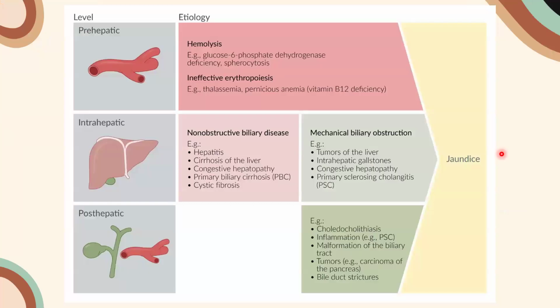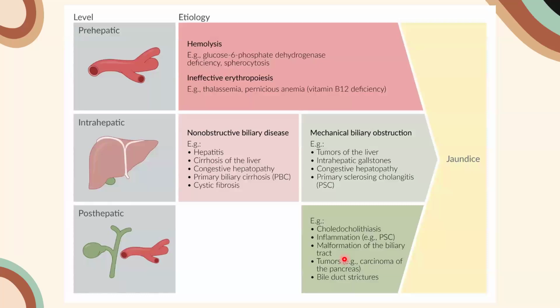So this is a really good diagram that discusses all of the three, okay? Pre-hepatic, mainly, could be because of hemolysis, okay, or ineffective erythropoiesis. And then post-hepatic could be because of cholelithiasis, inflammation, malformation of the biliary tract, tumors, bile duct strictures.